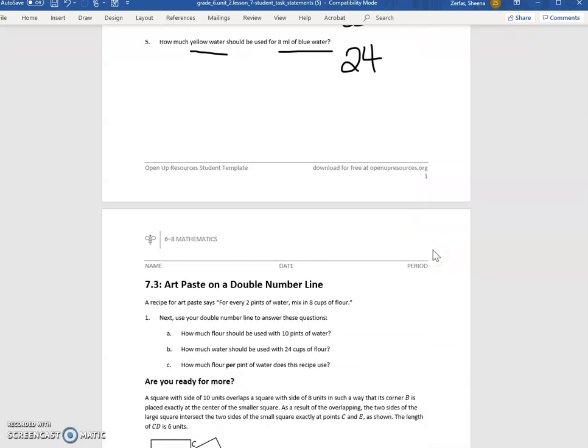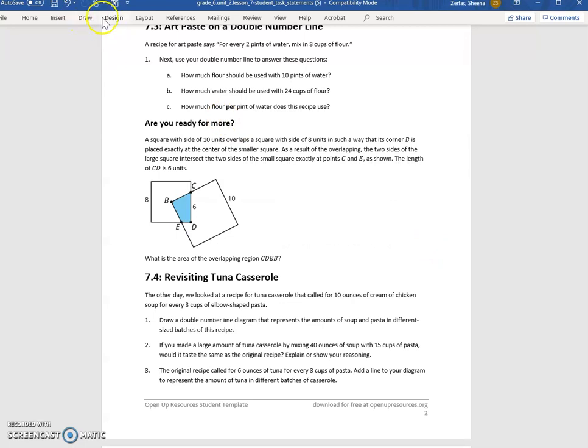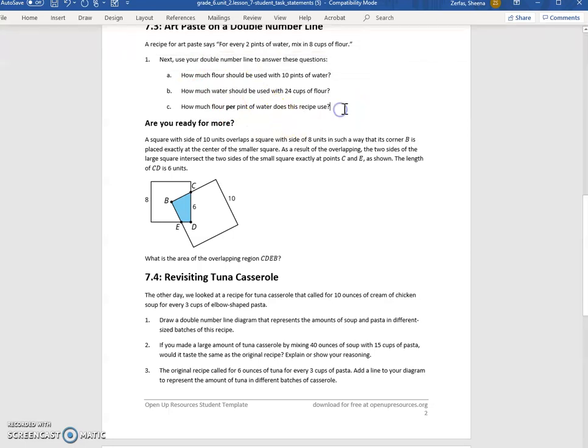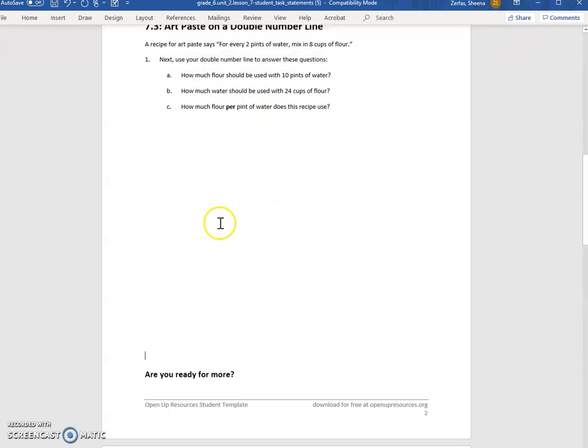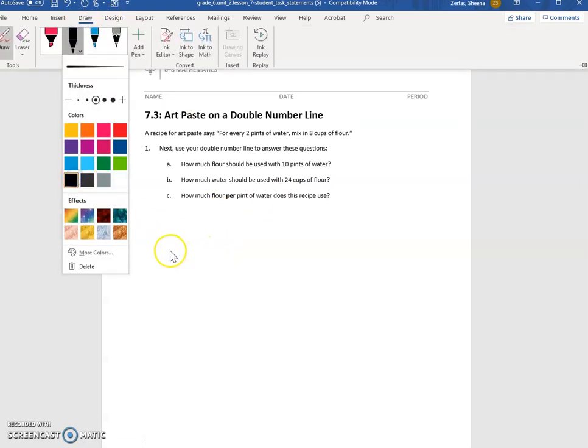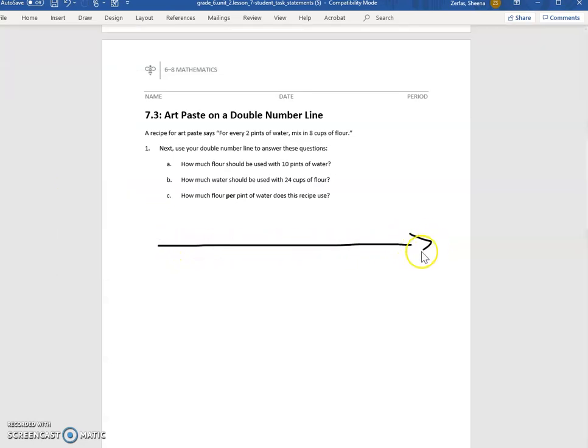Let's do one where we have to create our double number line. Let me give us a little bit more space so you guys can see me create my double number line. Alright, to create a double number line, I'm going to have 2 sets of straight lines for my numbers. And the first thing I want to do is have labels, because I want to know what this is going to be telling me. So I'm going to label the first one with a W for water, and the second one with an F for flour.